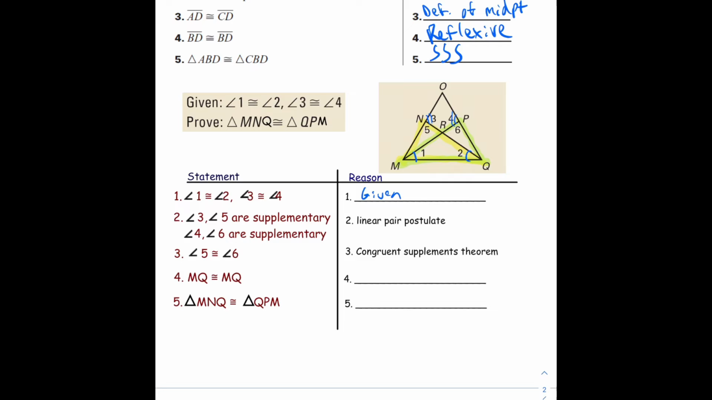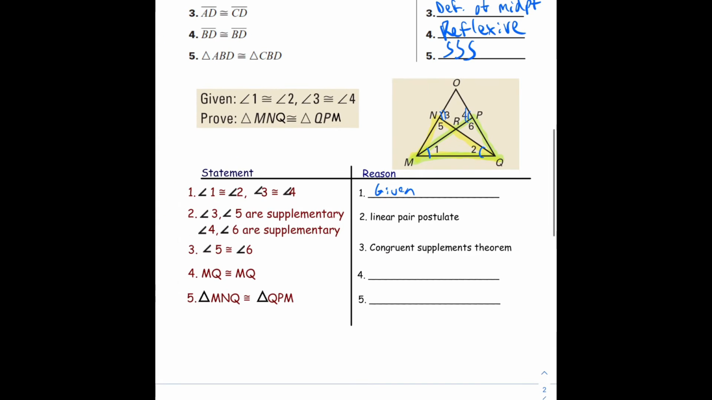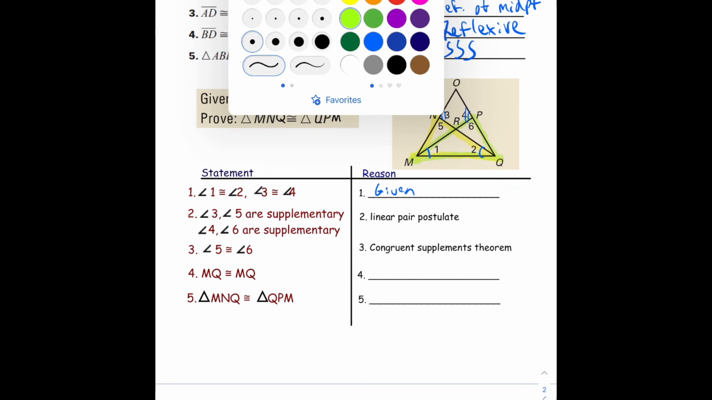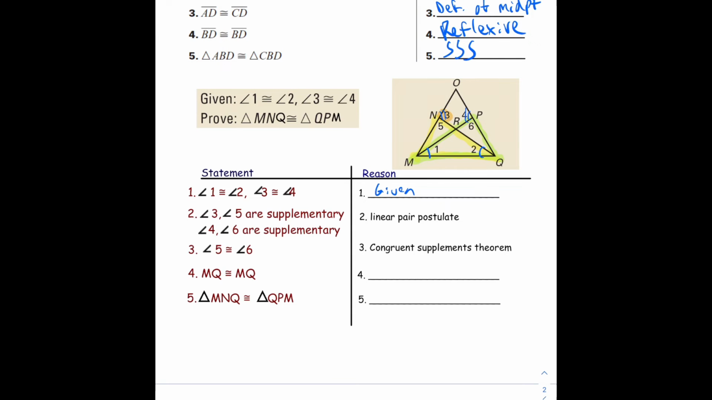This is already kind of filled out for you. Angle 3 and angle 5 are supplementary. That's true. They're adjacent and they make a straight line. Angle 4 and angle 6 are supplementary. Angle 5 is congruent to angle 6 by the congruent supplements theorem. Again, also basically just saying, whatever this is and whatever this is are the same. So if it has to equal 180, I can add angle 5 or I can add angle 6. It will still equal the same thing because they have to add up to 180.